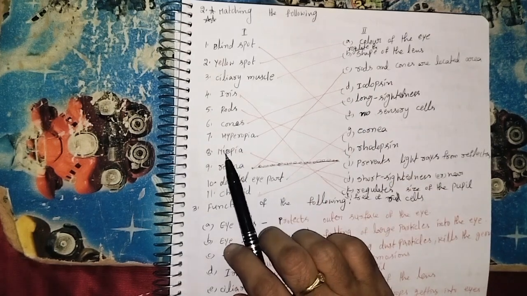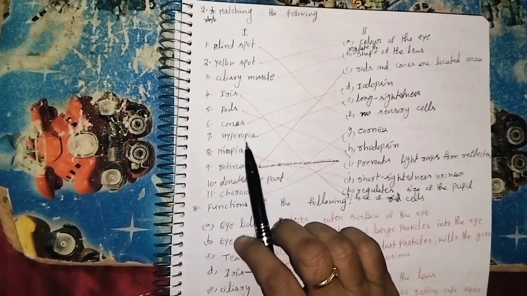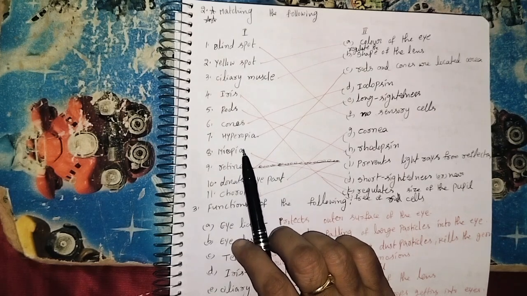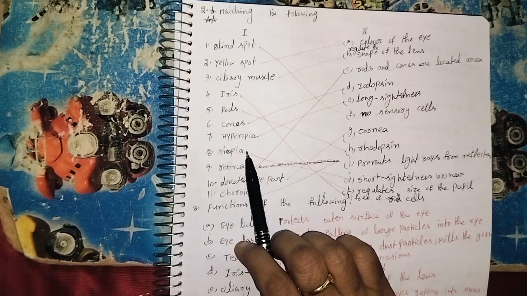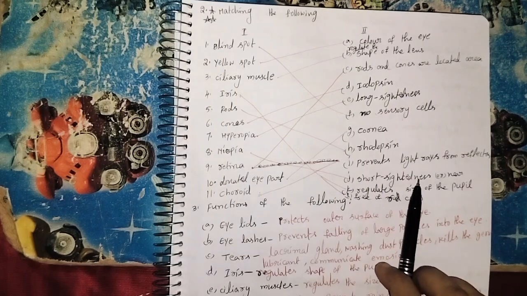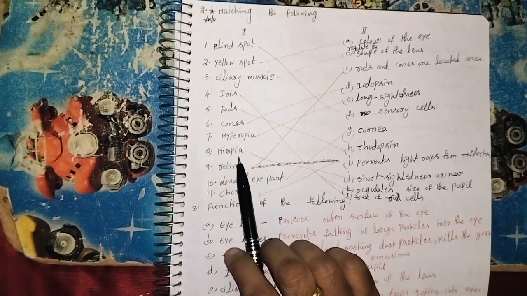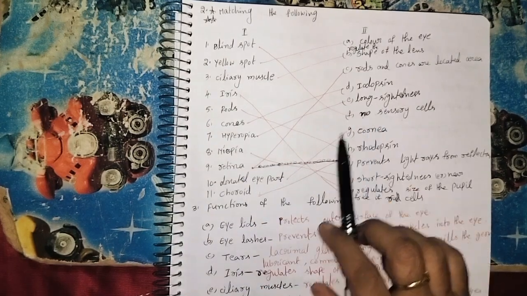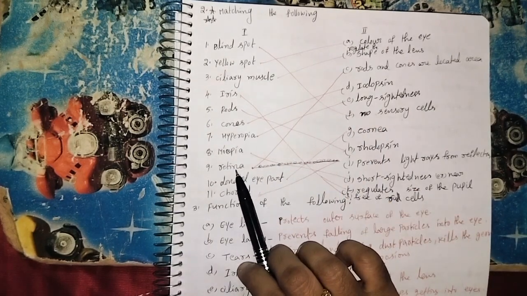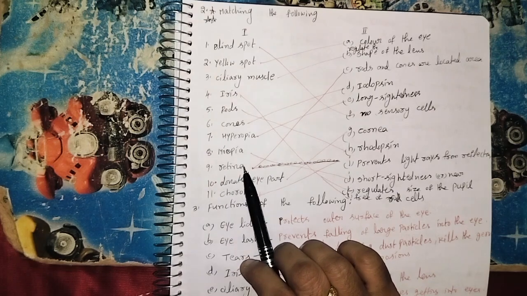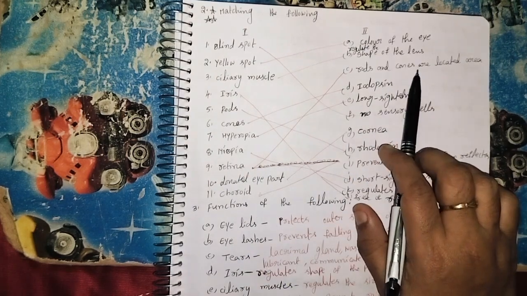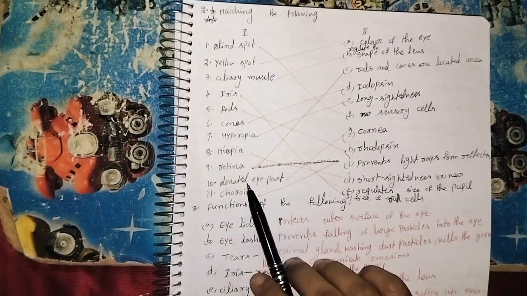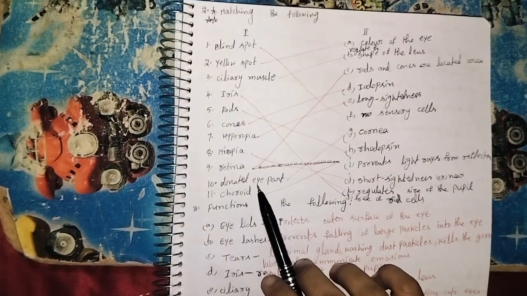Next, myopia and hyperopia. These two are eye defects. Myopia means short-sightedness or nearsightedness. Hyperopia means long-sightedness. Next, retina. So we know that rods and cones are located in the retina. Donated eye part. Which eye part is donated?